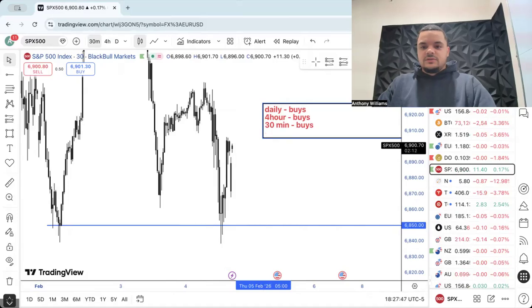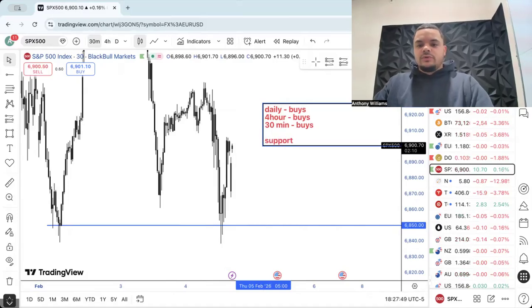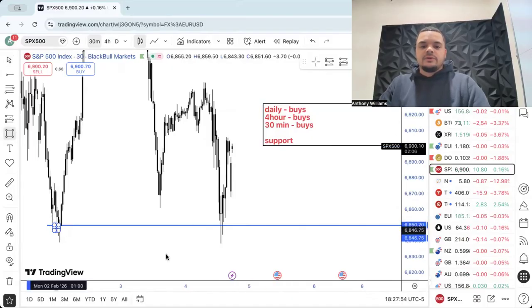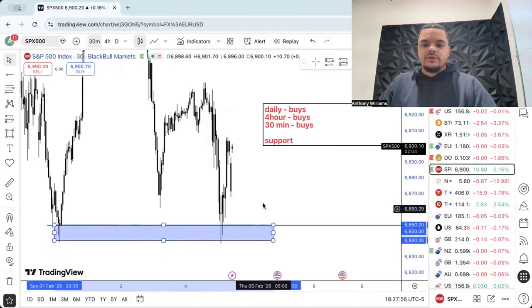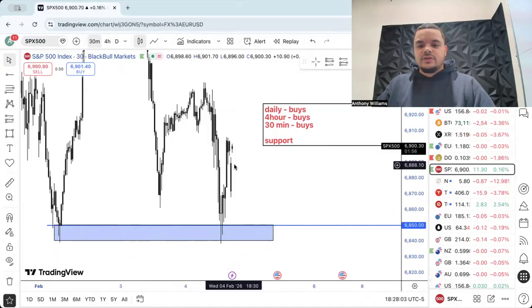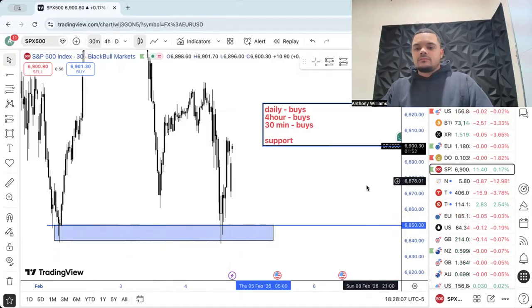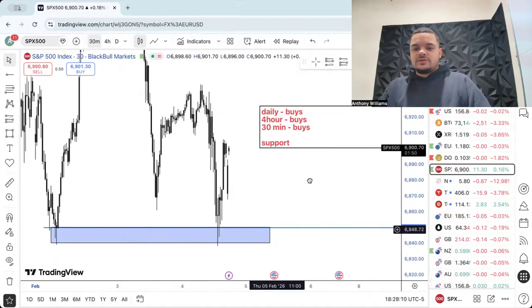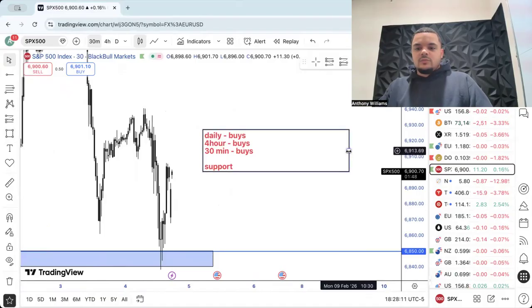Buys, support. When you're buying, you always need support. This is our support. Price came down, support, support, shot up. Price came down, support, support, support, shot up. This is why we need support. Let me close this more.